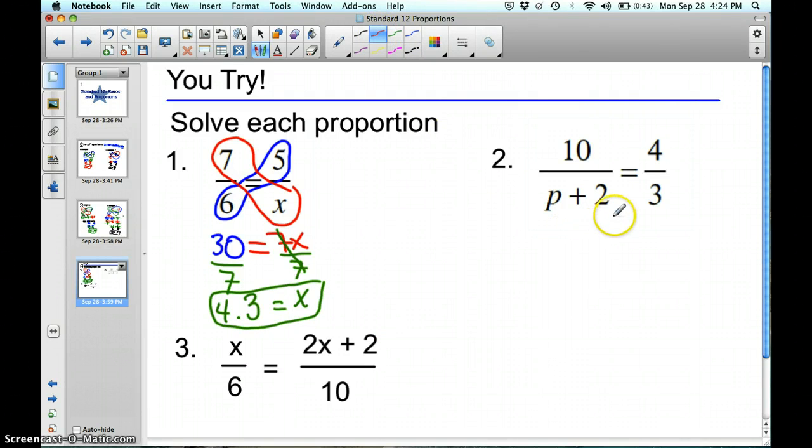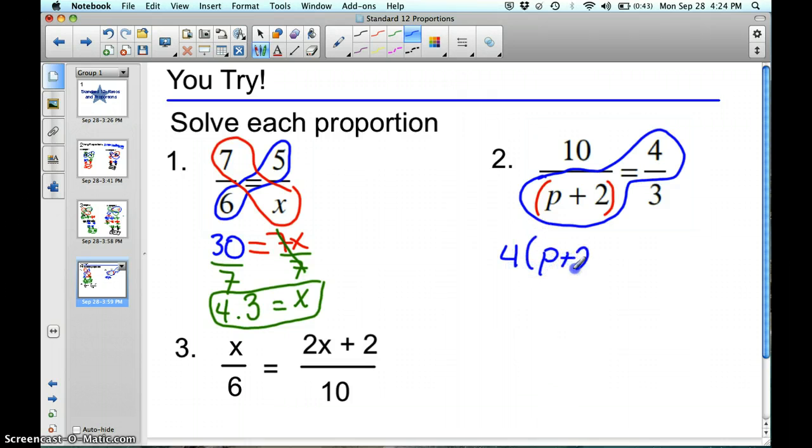Alright, looking at example 2, remember anytime that I have an expression like p plus 2, I'm going to put that in parentheses. And then I'm going to start by cross multiplying. So I'm going to multiply all of this, p plus 2, times 4. So I write that as 4 times p plus 2. And then now I need to cross multiply the 3 times 10. And 3 times 10 is going to give me 30.